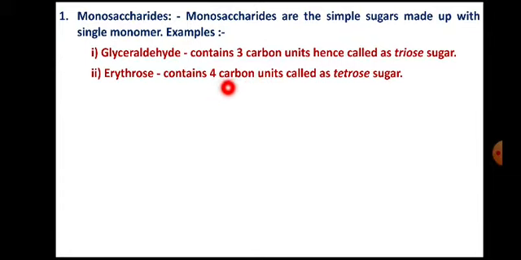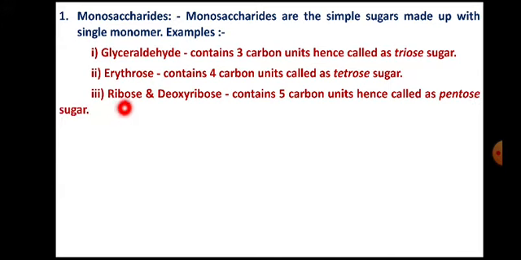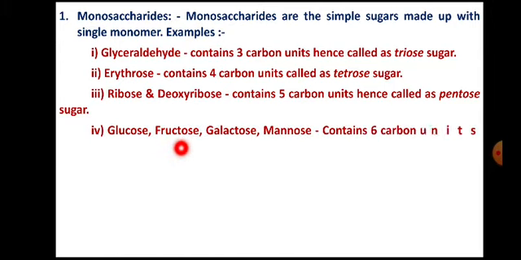That means the skeleton of carbon consists of 4 carbon units. It is called a tetrose sugar. Ribose and deoxyribose sugar are also examples of monosaccharides that contain 5 carbon units in the carbon skeleton, and hence they are called pentose sugar. So this is how the nomenclature system depends on the number of carbon units: triose, tetrose and pentose, 3 carbon, 4 carbon and 5 carbon. Likewise, a 6 carbon skeleton containing sugar will be called hexose sugar. Examples are glucose, fructose, galactose, mannose.